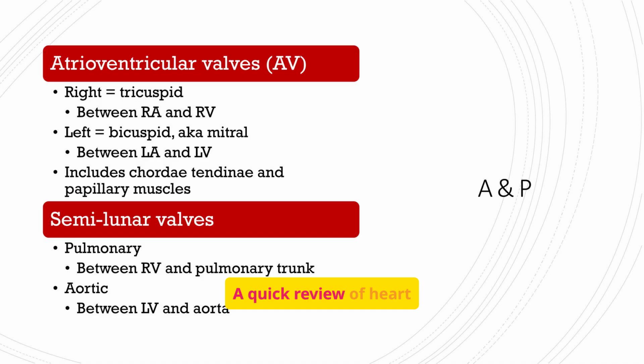A quick review of heart valve anatomy. The atrioventricular valves, the tricuspid and mitral, control flow between the atria and ventricles. The semilunar valves, the pulmonary and aortic, regulate flow out of the ventricles. Remember the importance of the chordae tendineae and papillary muscles in AV valve function.